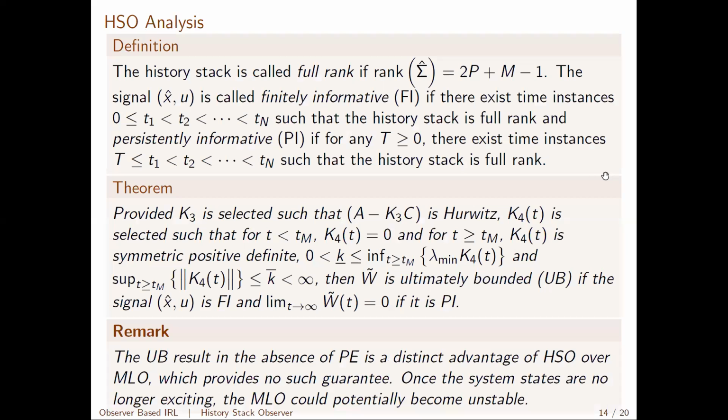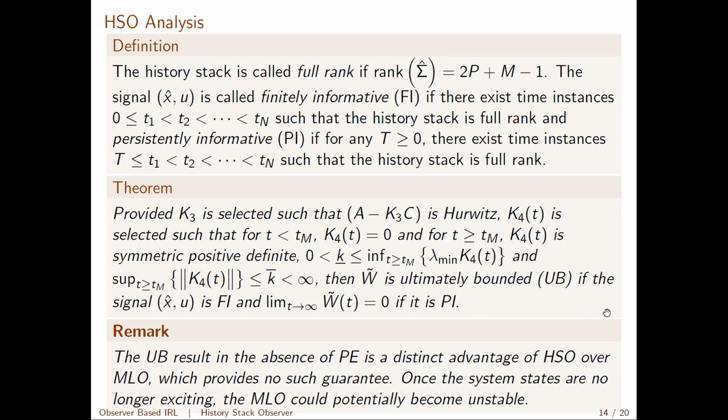So this leads into another theorem. Before we get to that, we need some definitions. We call a history stack full rank if it satisfies this equation. A signal is finitely informative if there exist some time instances such that the history stack is full rank at least once, and persistently informative if the history stack can be replenished as many times as we need to for all t greater than or equal to 0. So this leads to another theorem, such that if all these are true, the error signal is bounded if the signal is finitely informative, and similarly to the memoryless observer, it converges to 0 if it's persistently informative.